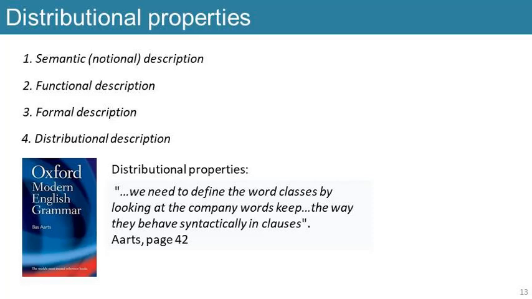Grammarians such as Aarts in Oxford Modern English Grammar have a further way of differentiating, namely by what they call the distributional properties of the part of speech in question. Aarts states, "We need to define the word classes by looking at the company words keep, the way they behave syntactically in clauses."